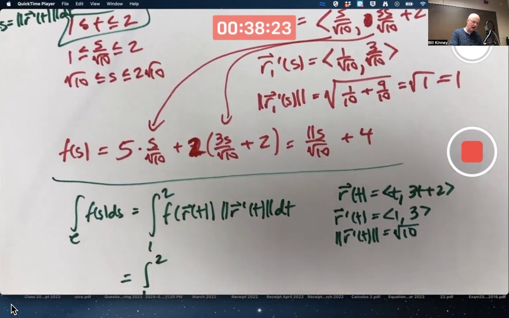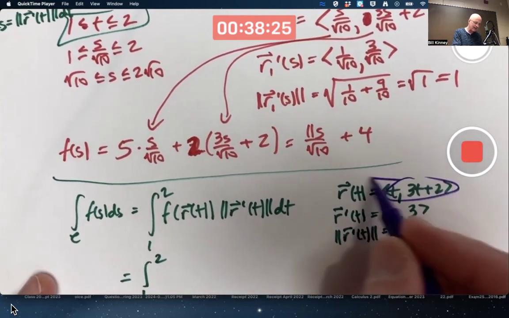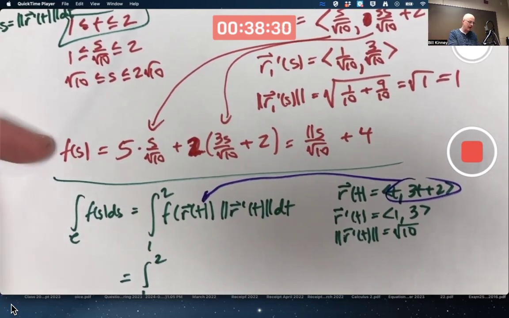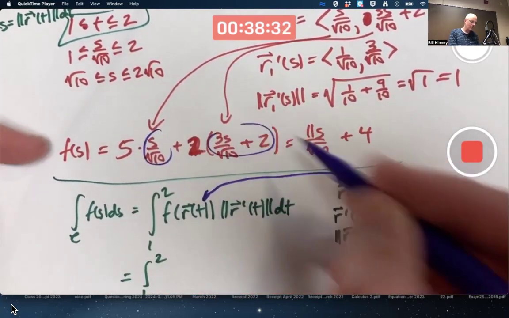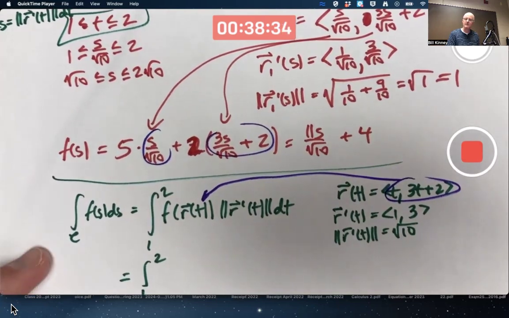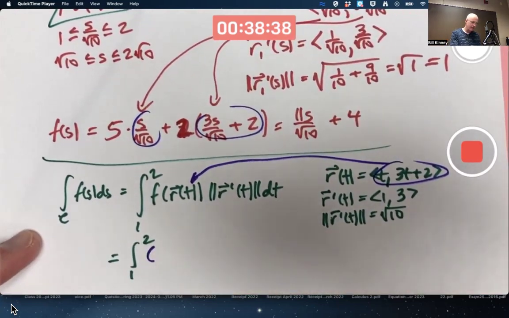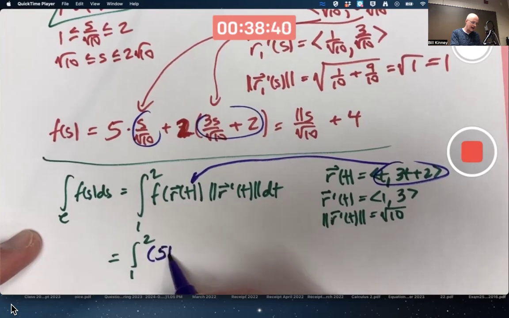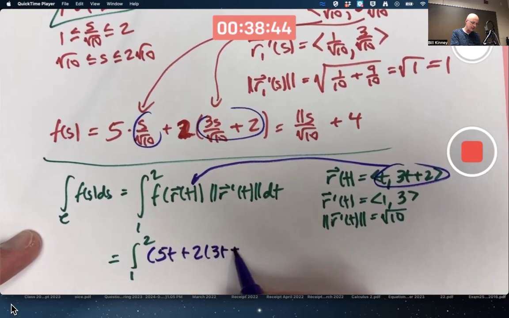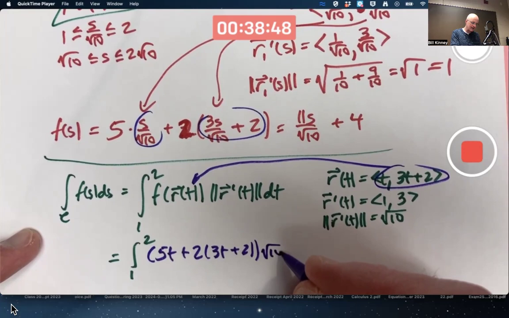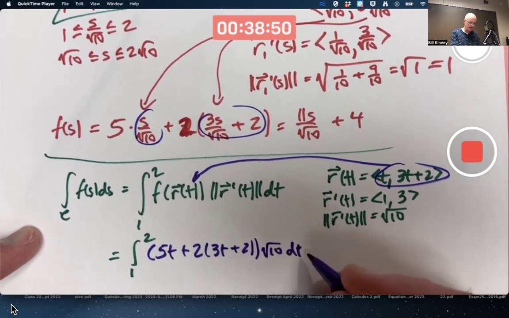As far as plugging r of t into f, you do the same kind of thing we did here. Replace x and y with those two parameterizations. So I end up doing 5x is 5t plus 2y is 2 times 3t plus 2. That gets multiplied by square root of 10. And that's the integral that I got to do.